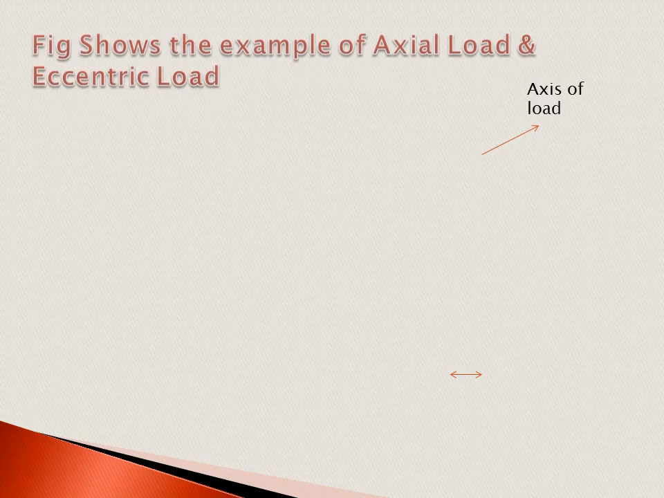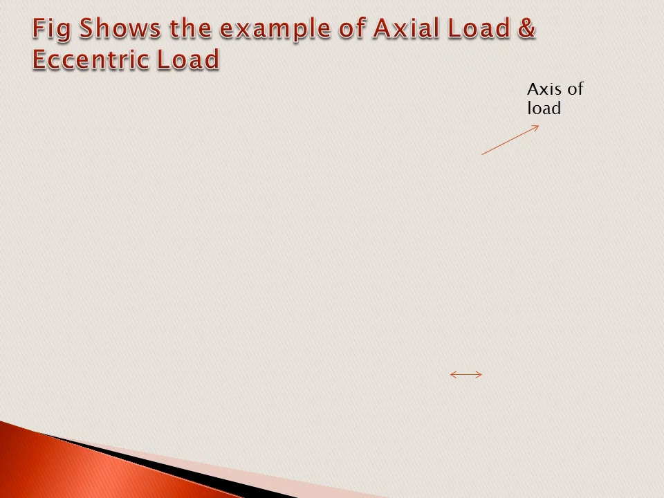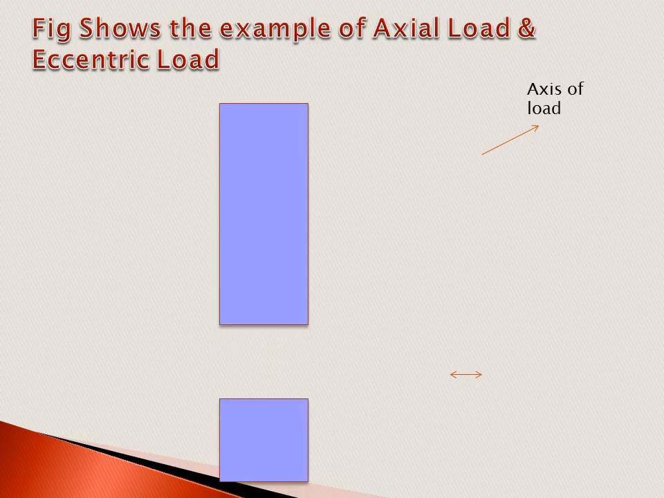Now, what is the difference between axial load and eccentric load? We will find by figure. The figure shows the example of axial load and eccentric load. First, the example of axial load. This is one compression member, this is an elevation, and this is a plan or cross section of that compression member. These are the axes of that member.